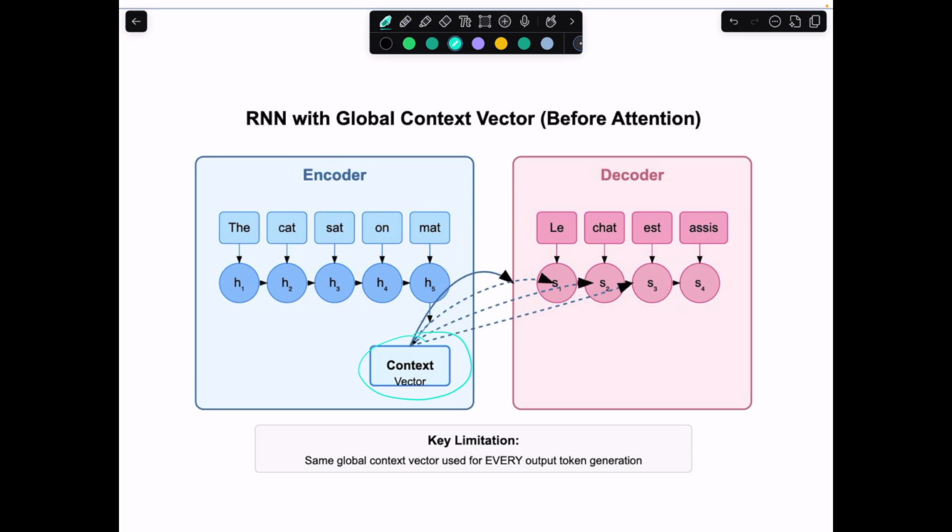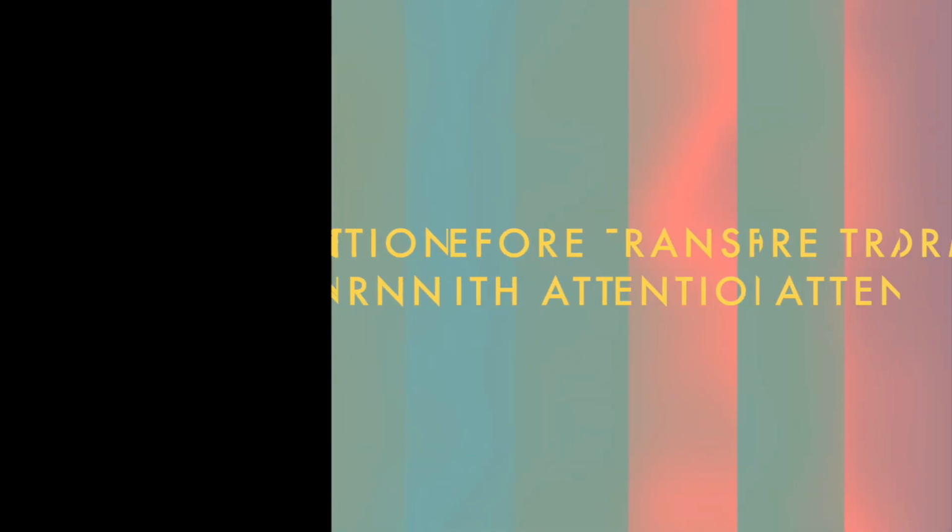The key limitation here is obvious. We are using the same context for every output token generation. There's just a lack of emphasis on how important an input token is to the output token.